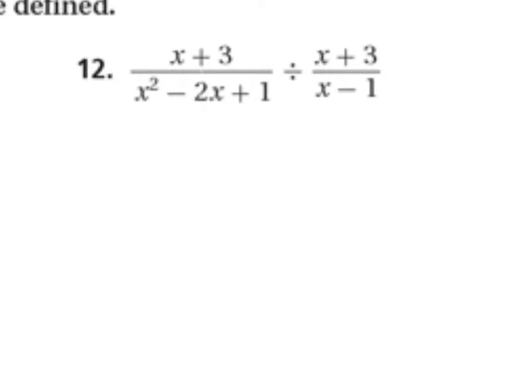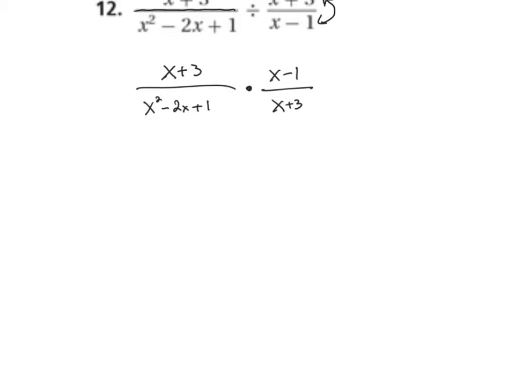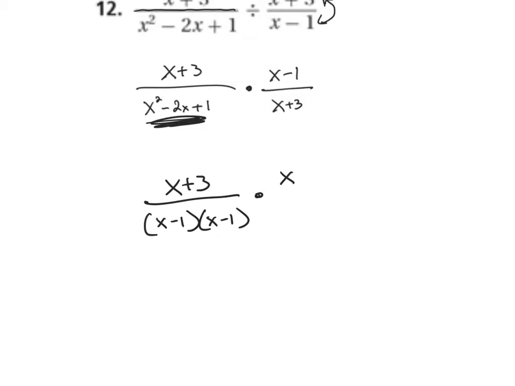Let's try this one. Up here, I'm just going to rewrite it first. It's going to be x plus 3 on the top, x squared minus 2x plus 1 on the bottom, times the reciprocal, which means flip. Put the x minus 1 on the top, put the x plus 3 on the bottom. Now I'm just going to rewrite it because I know this can factor down. So group x plus 3 on the top. Two things that multiply to 1 and add to a negative 2, that's going to be x minus 1 times group x minus 1, over x plus 3.